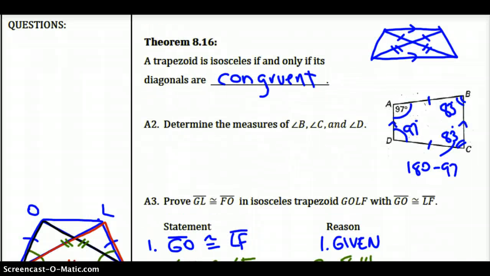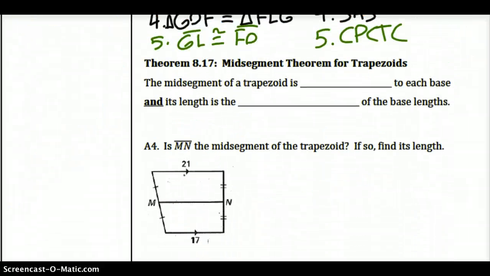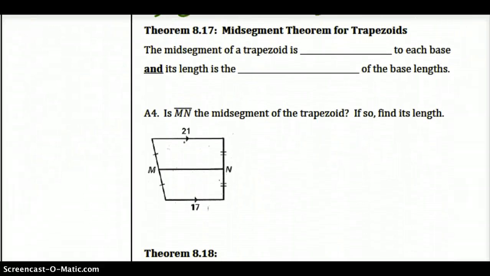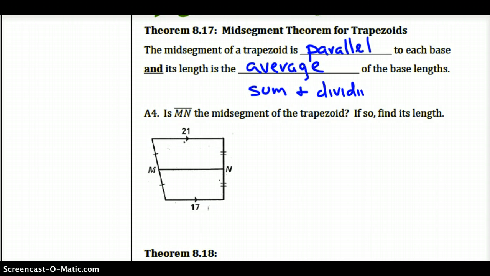Okay, let's go back to that theorem. So here we want to say the mid-segment of a trapezoid is parallel to each base, and its length is the average of the base lengths. Now remember, average is taking the sum of the bases and dividing by 2.